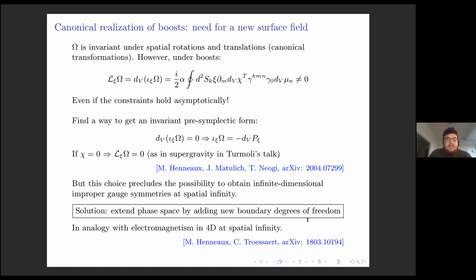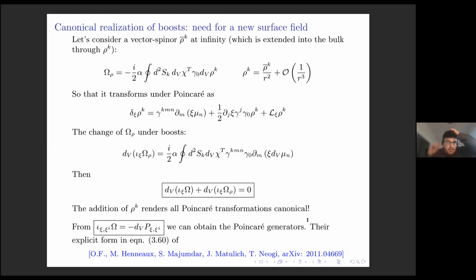Contrary to what happens, as Sucheta explained, in the case of Pauli fields, where it was not necessary to add a new boundary degree of freedom in order to make the boost canonical. So this case is more similar to electromagnetism in this sense. So let's consider a new boundary field, a vector spinor, rho at infinity, which is extended into the bulk in this way, and whose associated symplectic form is going to be of this form. And we impose that this field transforms in this way.